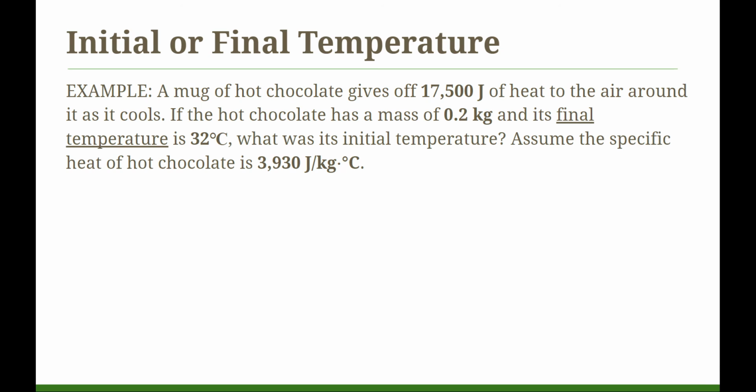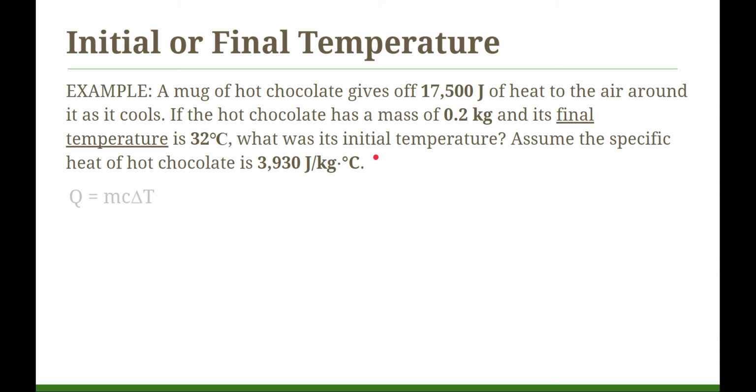Sometimes when we do these problems, we'll need to determine the initial or final temperature of an object. So in this case, we have a mug of hot chocolate that gives off 17,500 joules of energy to the air around it as it cools. So that's going to be important. If the hot chocolate has a mass of 0.2 kilograms and its final temperature is 32 degrees Celsius, we want to know what was its initial temperature. And then it tells us the specific heat of hot chocolate is just 3,930 joules per kilogram degree Celsius.